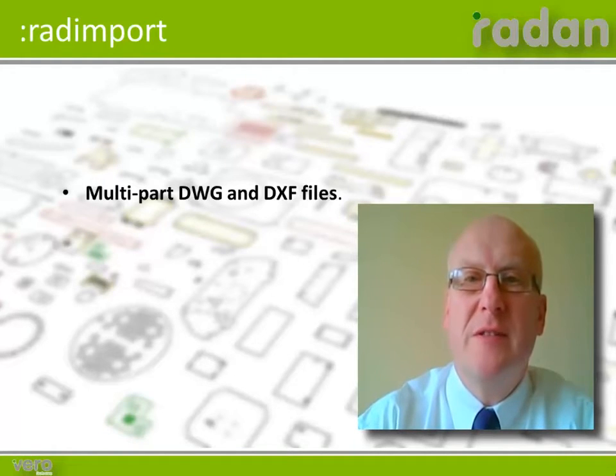Within Radimport there is a facility to scan a single file and extract each individual profile and save it away as a separate Radan symbol. Not only that, if there is any text within the drawing associated to each profile which relates to part name, material, thickness, etc., then Radimport can assign these values to attributes and save these attributes away with the symbol. Let me show you how this works.